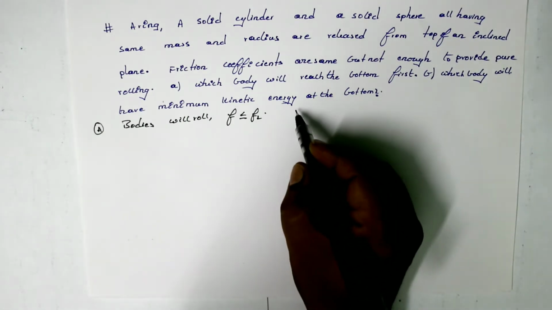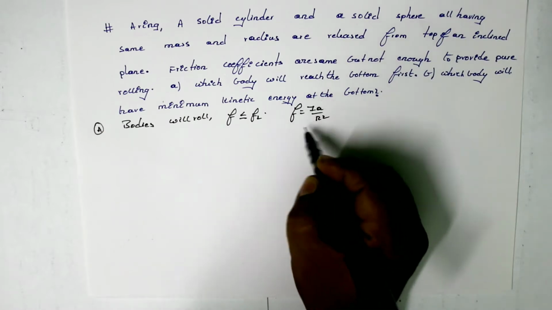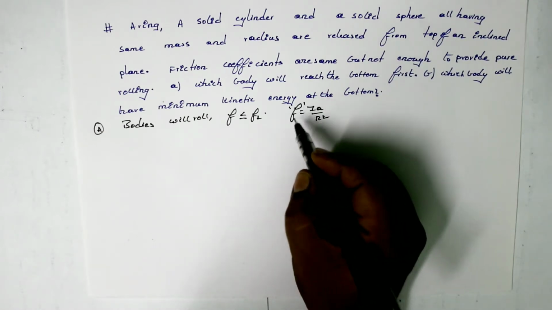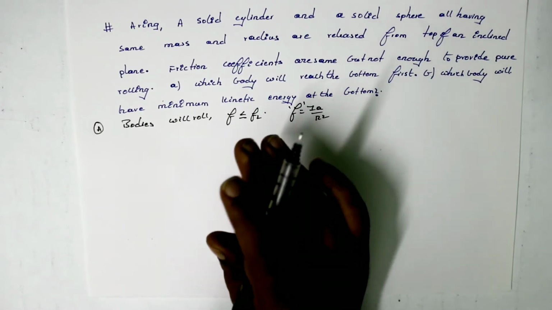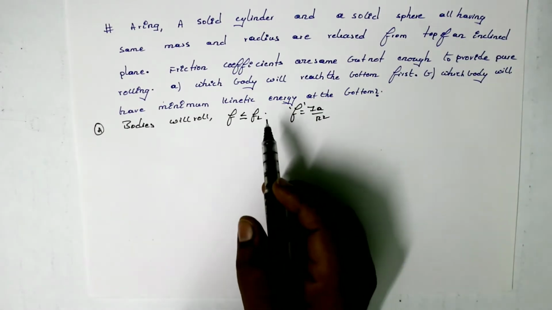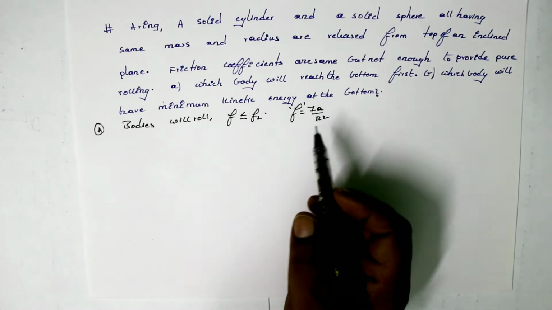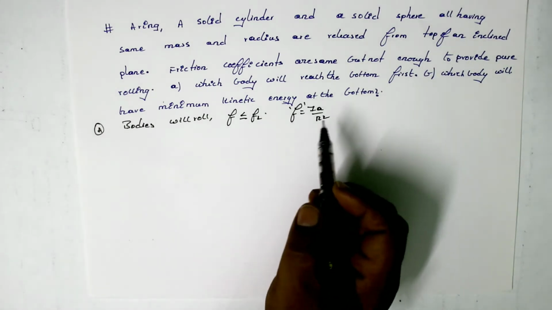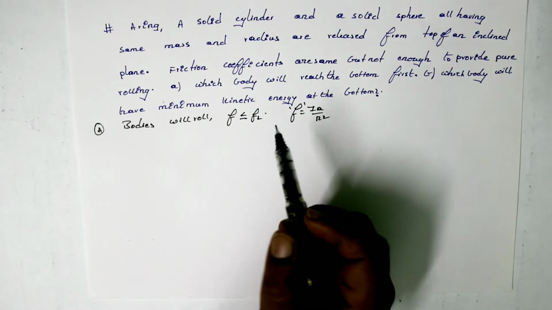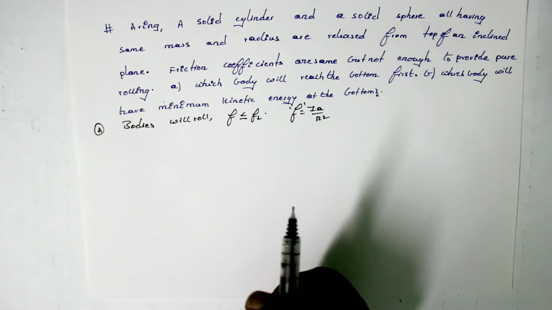We have already studied that F is equal to I a divided by R square when bodies are rolling. When this required friction is greater than limiting friction, the bodies cannot roll, because a friction greater than limiting friction is not possible. So therefore F should be less than or equal to FL. Now the condition is, if the bodies are not rolling, then what is the friction which is acting?